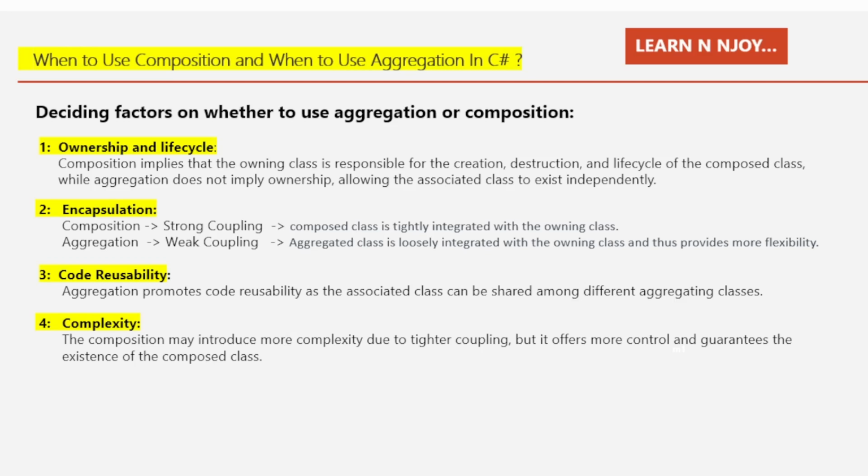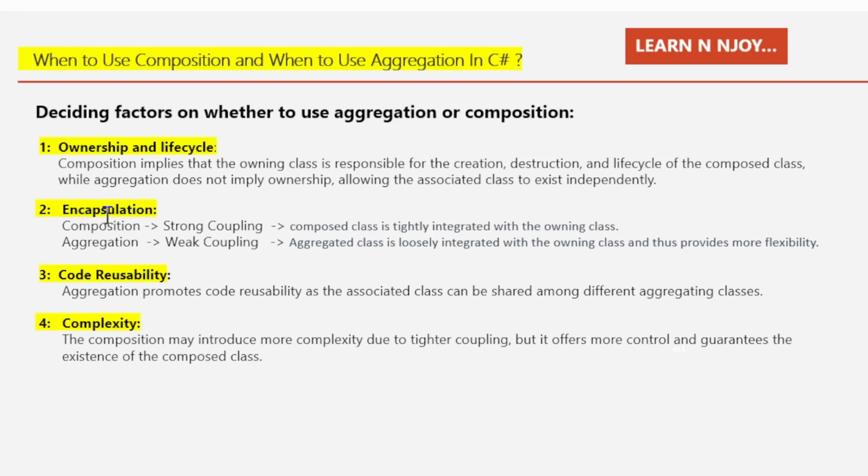So, number one deciding factor is ownership and life cycle. Composition implies that the owning class is responsible for the creation, destruction, and life cycle of the composed class, whereas aggregation does not imply ownership, allowing the associated class to exist independently. Whenever we consider aggregation and composition, we need to keep this ownership and life cycle in mind.